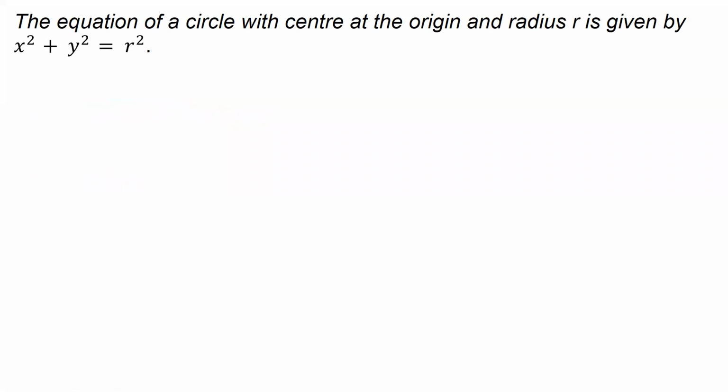The equation of a circle with center at the origin and radius r is given by x squared plus y squared is equal to r squared. Now what does it mean? Remember what I told you about equations? Equation uniquely determine or represent a geometrical object.